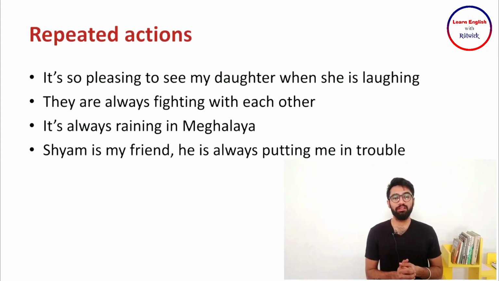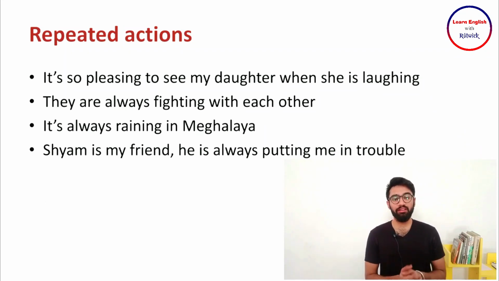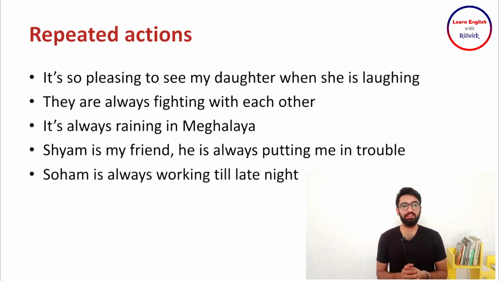Next, Shyam is my friend. He's always putting me in trouble. Again, it's a repeated action. We may also use other sentences like he is arguing with me, he is asking many questions to me, he is annoying me, and so on. The last, Soham is always working till late night. So now to work till late night has become a habit of Soham, and hence it is an everyday activity.